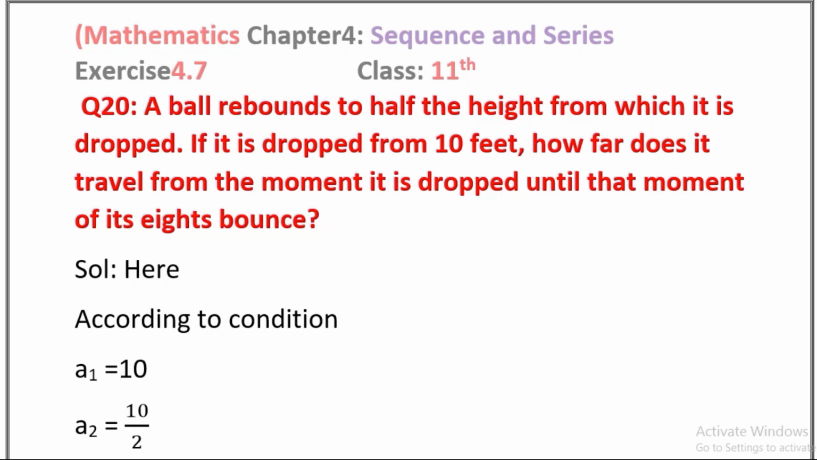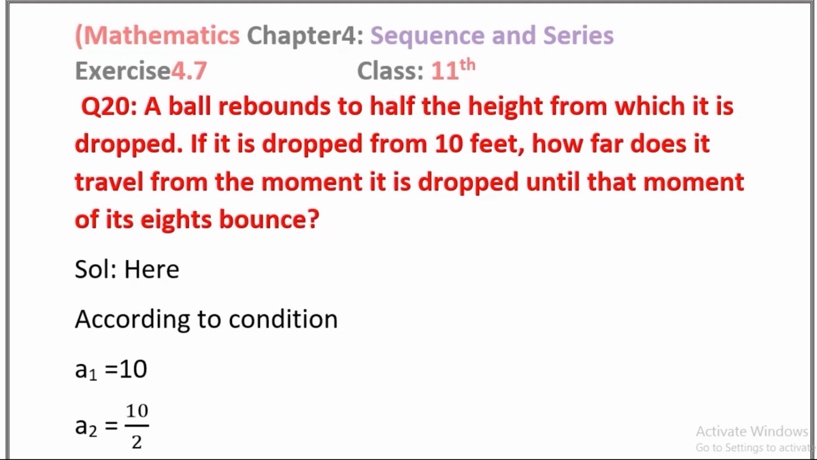In this lecture I will solve exercise number 4.7, question number 20. A ball rebounds to half the height from which it is dropped. If it is dropped from 10 feet, how far does it travel from the moment it is dropped until the moment of its 8th bounce?